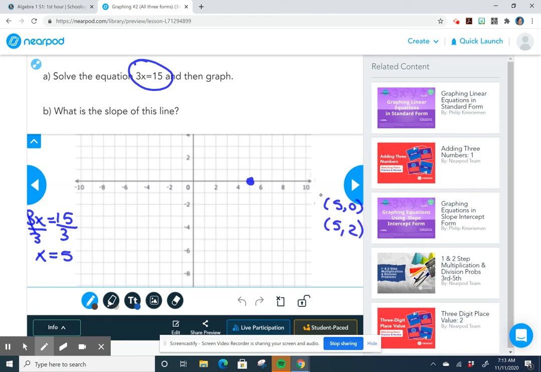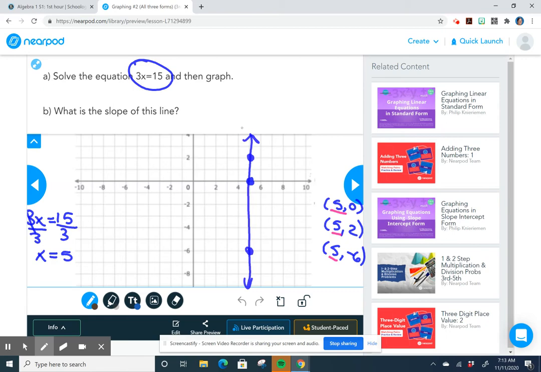5 comma 2, 5 comma negative 6. All of those points have 5 in common for the x value. So if you plot those points, you're going to get a better picture of what the line looks like. The line is actually going to be vertical. That's why it's a special case.